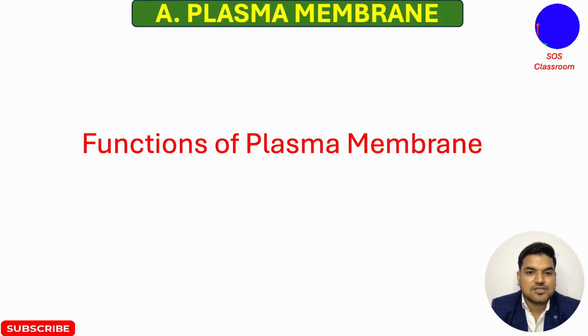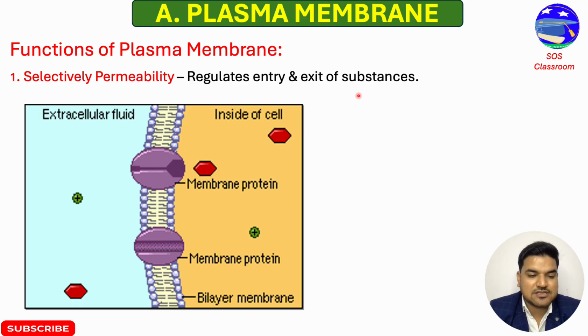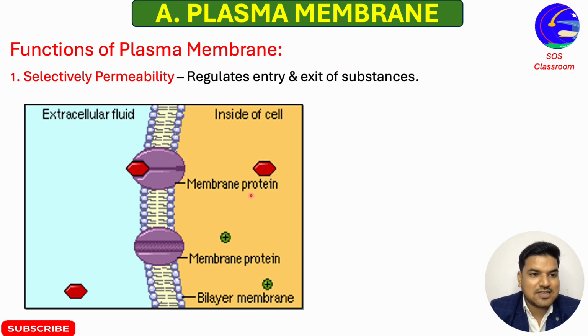Next, we discuss the functions of the plasma membrane. So this is all about the plasma membrane. Now let's discuss the plasma membrane functions. The first function is selective permeability. Selectively permeable means it regulates the entry and exit of substances. Not all substances can enter the cells. Only selected substances can cross the cell membrane and go into the cells.